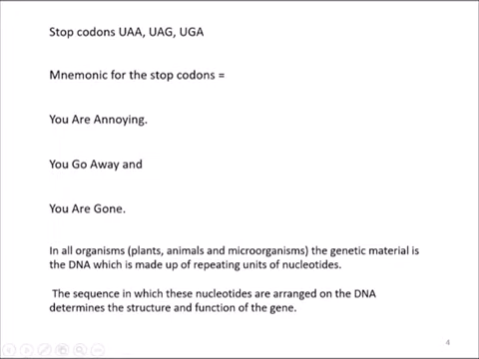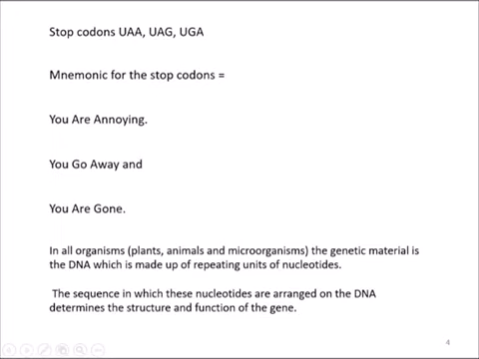Then we have the stop codon. The stop codon is the one that terminates. When you see the stop codon, the reading stops at that point. You have UAA, UAG, and UGA. They are the stop codons. These are the 2 most important codons, the start codon and the stop codon. So when you see a stop codon, that means the amino acid chain being coded for has terminated at that point.